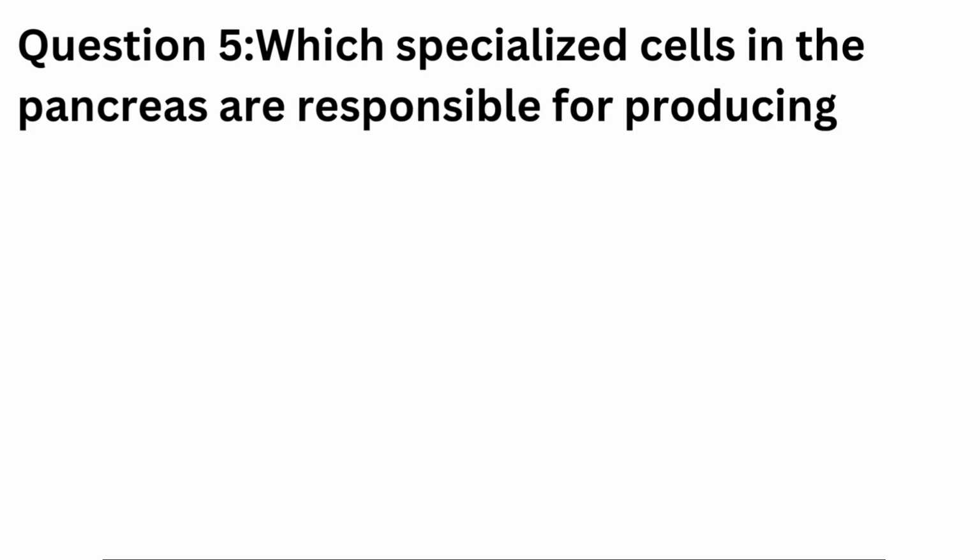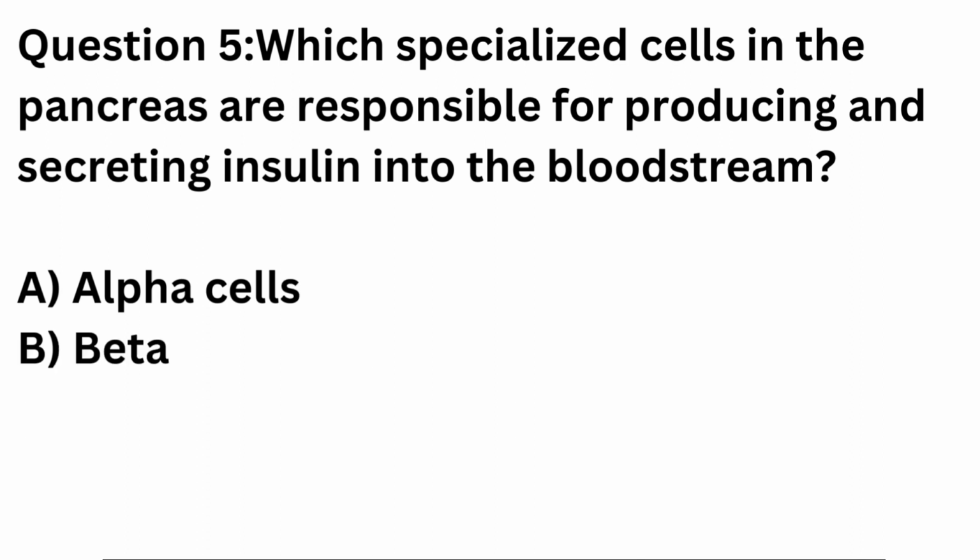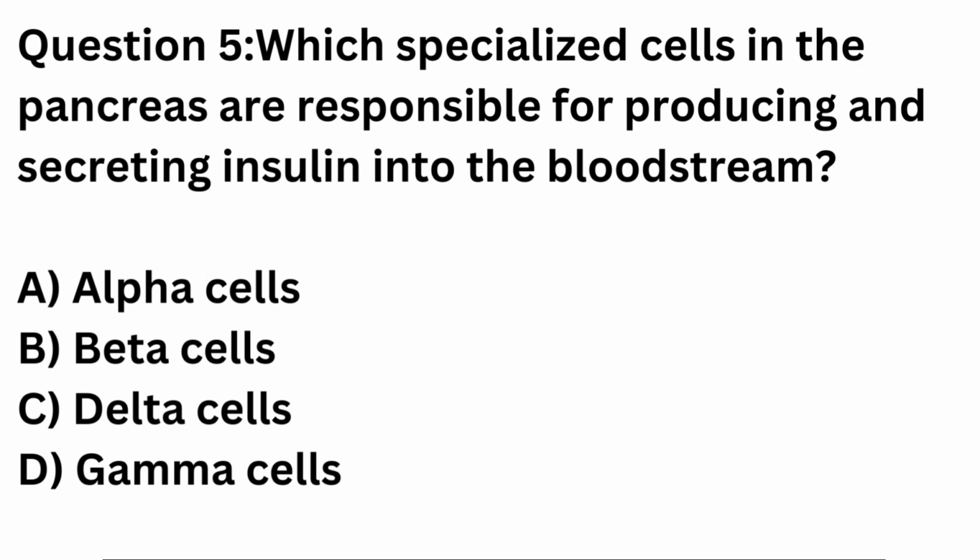Question 5. Which specialized cells in the pancreas are responsible for producing and secreting insulin into the bloodstream? A. Alpha cells. B. Beta cells. C. Delta cells. D. Gamma cells. Correct answer is B. Beta cells.